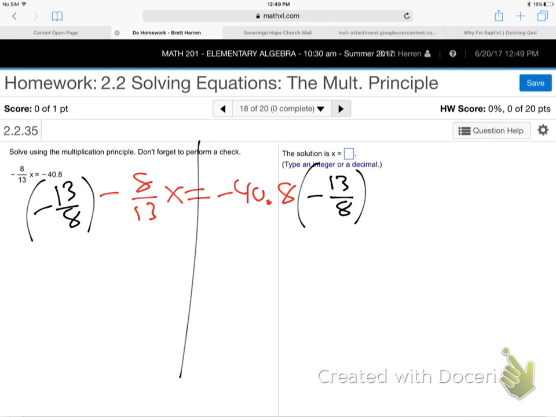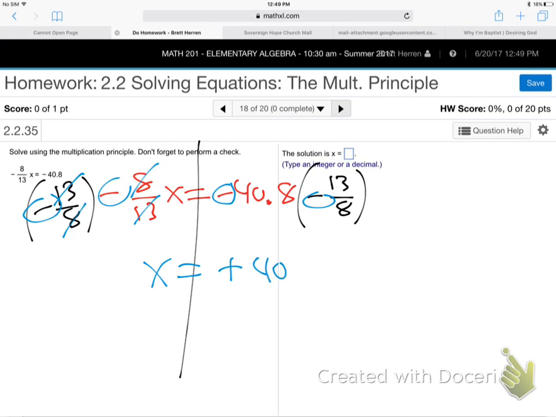Good. And then we start canceling stuff out. 13s cancel. 8s cancel. Two minuses make plus. So that got x alone. That's why we do it. Now, how do you do the other side? Well, first off, what's the sign going to be on the other side? Positive or negative? Two minuses? Positive. Good.